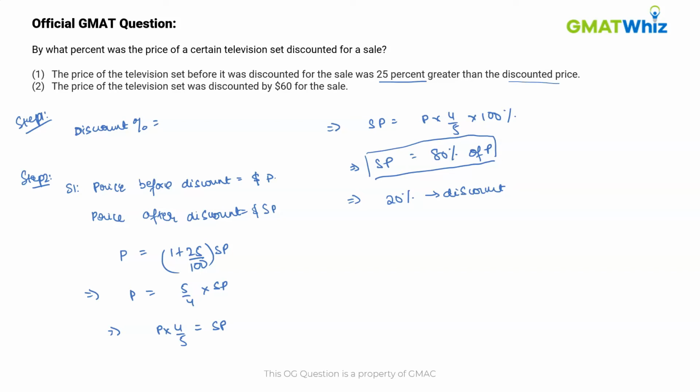So we can say that statement 1 is sufficient, and from the given options we eliminate B, C and E. We now check the sufficiency of statement 2.